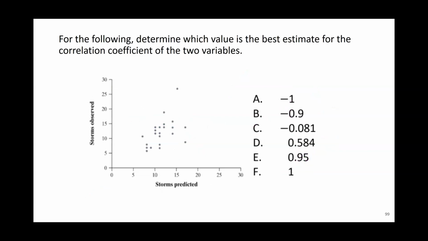So here's another example, another scatter plot. Using what we know, figure out which is our best estimate for the correlation coefficient.